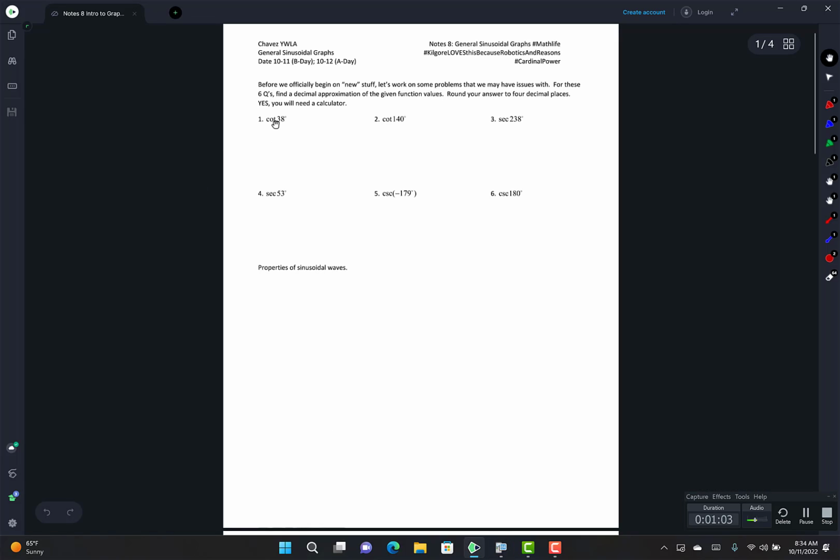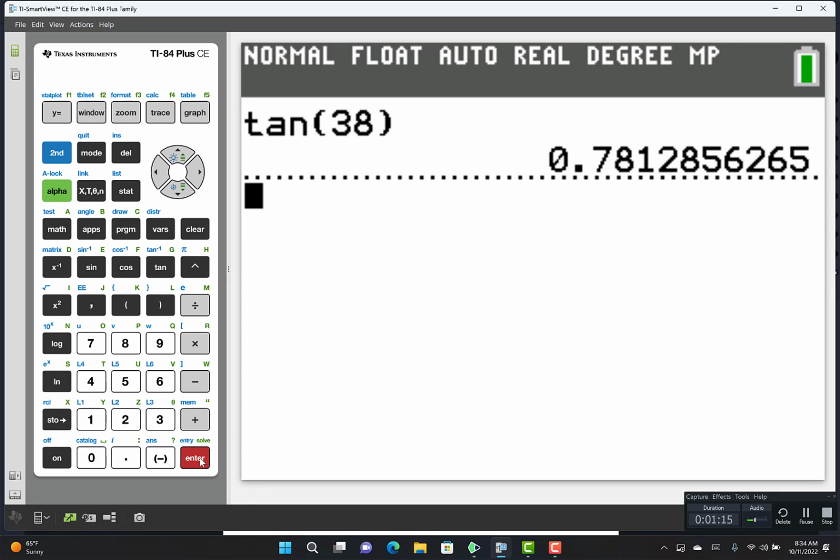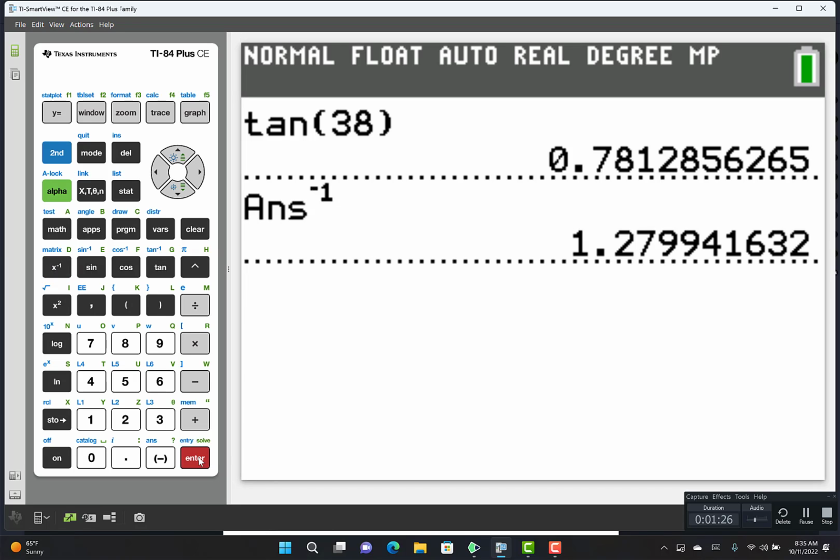All right, cotangent of 38 degrees. Cotangent is the reciprocal of tangent. So take your calculator, push tan of 38, push enter, and then the reciprocal button is this one right here. Do you see it? It's underneath the math, where it says x to the negative 1. Push that button, and there's my answer, 1.2799.